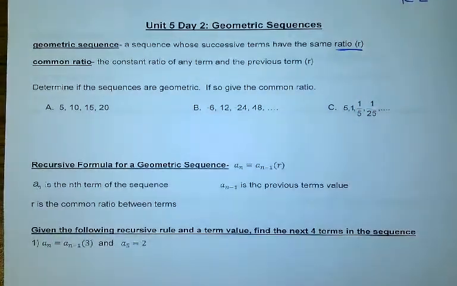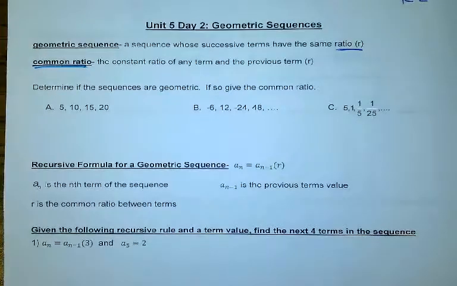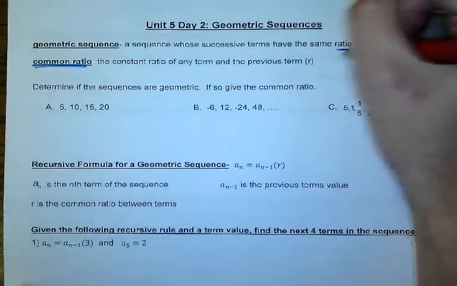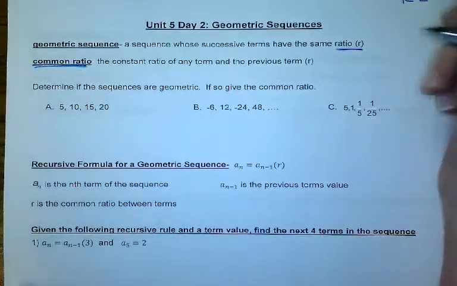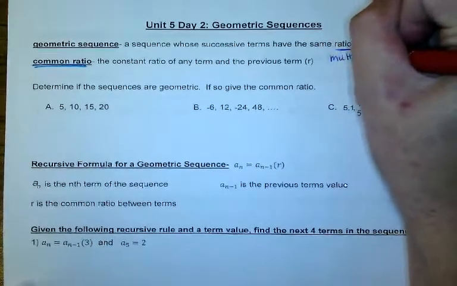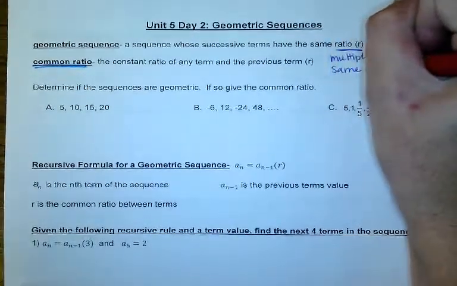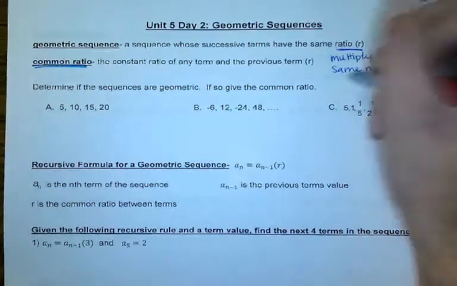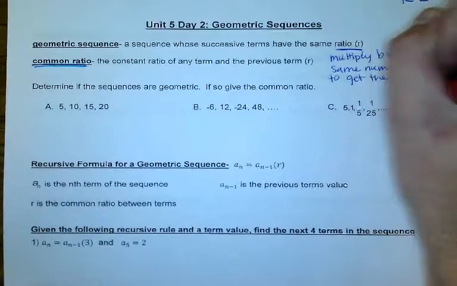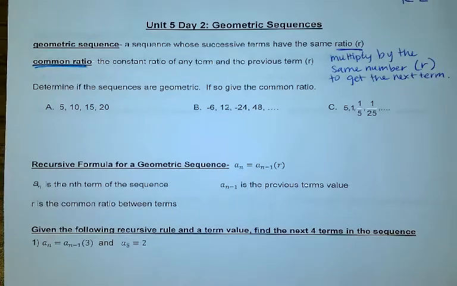So this time, we are not going to be finding a common difference. We are going to be wanting to find a common ratio. What this basically means is for arithmetic sequences, we added or subtracted the same number. For this one, we are going to multiply by the same number, and we are going to call it R, to get the next term.